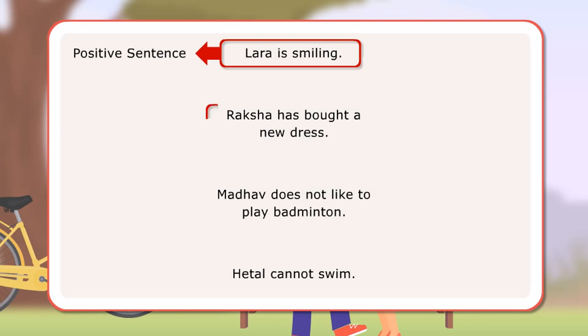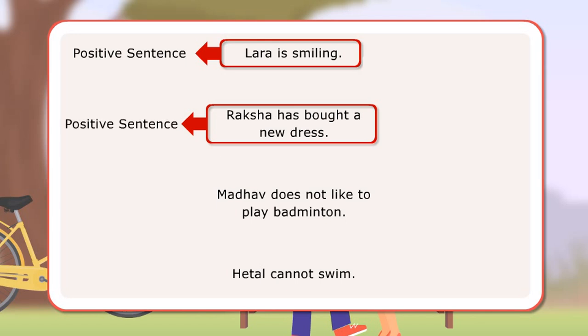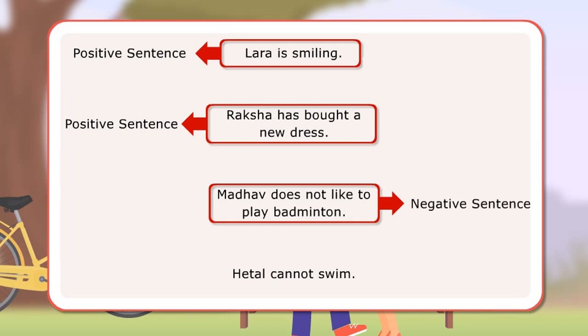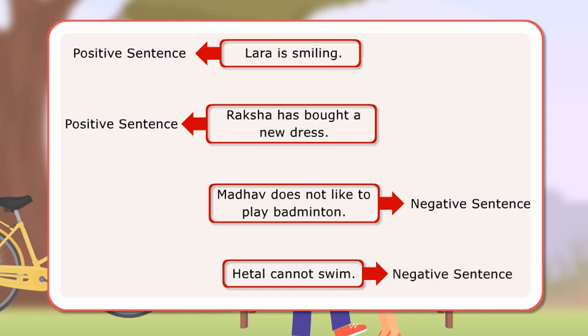The next sentence also affirms that Raksha has bought a new dress, and so is a positive sentence. The third sentence uses does not to tell us something negative. It is a negative sentence. The last sentence is also negative since it expresses something negative by using cannot.